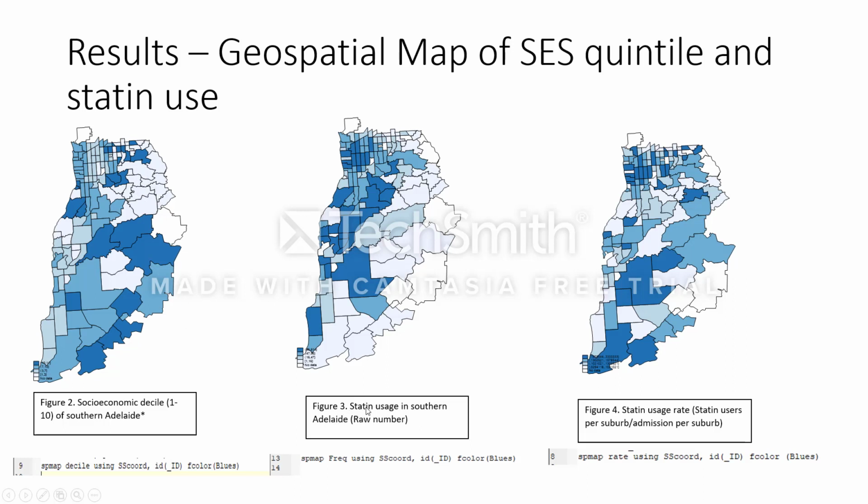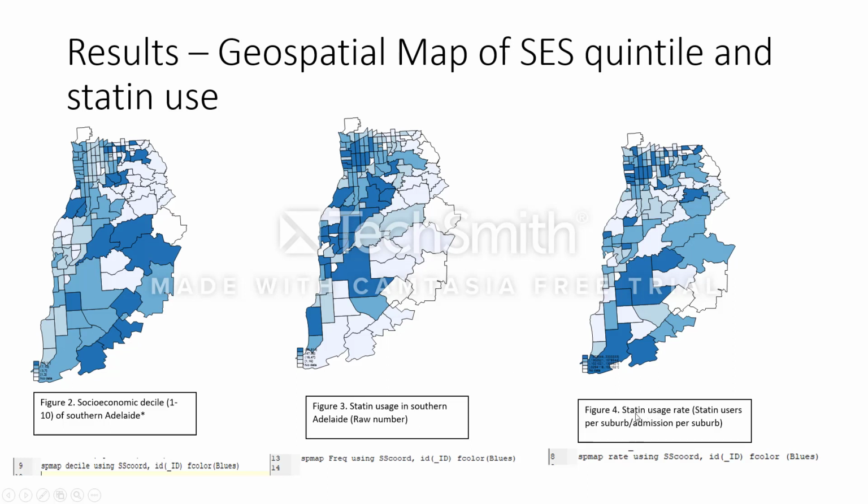So this figure here is statin usage in Southern Adelaide. Very similar code, SPMap, frequency of usage using the coordinates. Again, higher frequency of statin usage is darker, lower frequency is paler blue. So high usage in these areas and lower usage here.